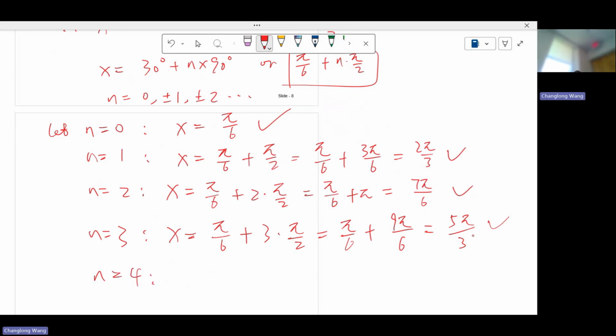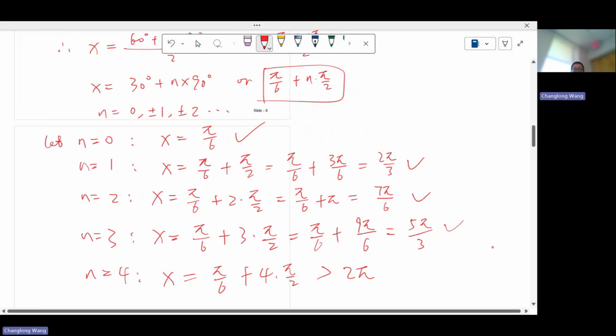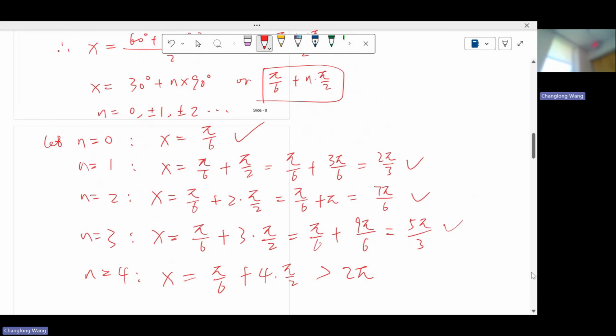Now, if you realize that 5 pi over 3 is so close to 2 pi, it's just less. There's no need to check 4 anymore, right? It's going to add some big angle to it. So 4 is not going to work out, right? If I put x equals pi over 6 plus 4 times pi over 2, it's going to be greater than 2 pi. Okay. Now we're going to get 4 solutions, but you guys realize that n could be negative.